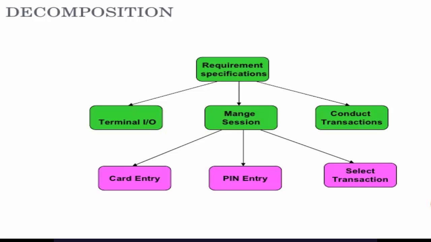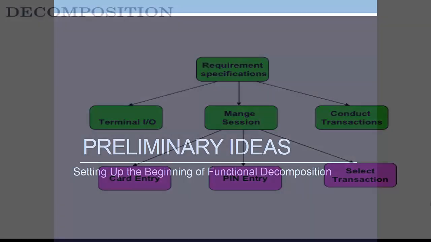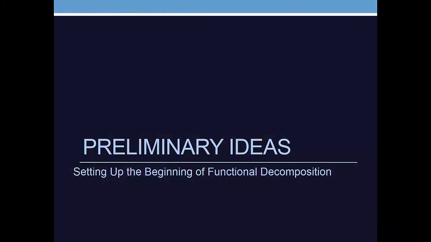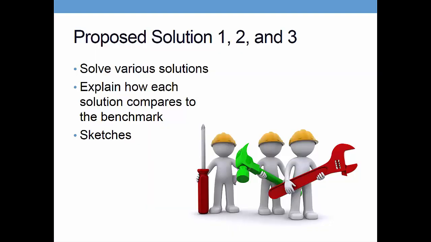Once you've reached the most decomposed pieces of your subsystem, you can think about how to start coding all those pieces. The same thing works in engineering. You can decompose everything into small parts so that you can generate a whole. Once you have preliminary ideas, you should be able to state at least 3. All these 3 preliminary ideas should have various solutions, explain how each of these solutions compares to each other, and make sure that you include sketches for each of these.